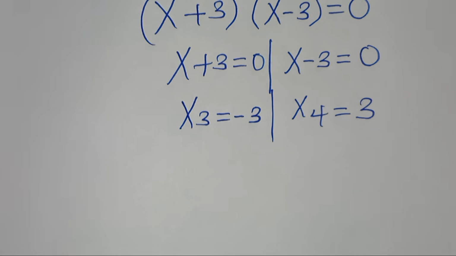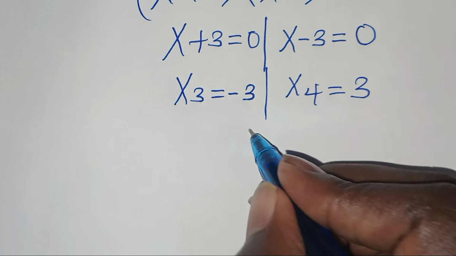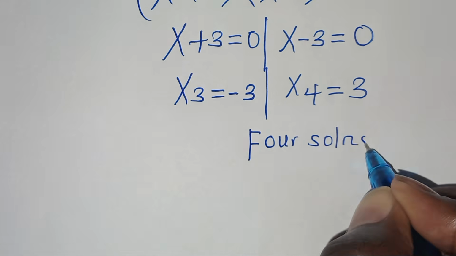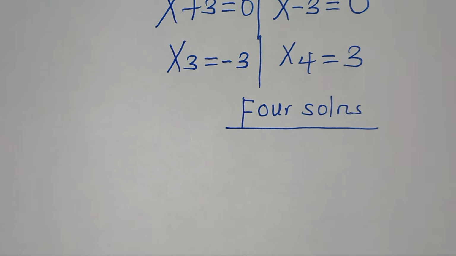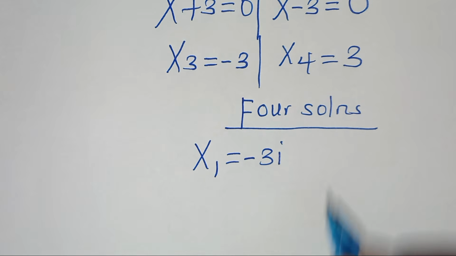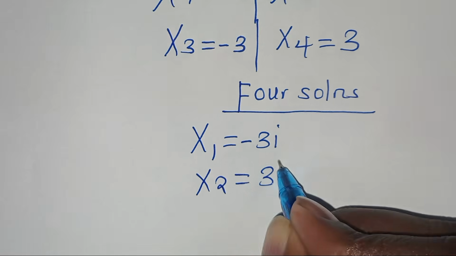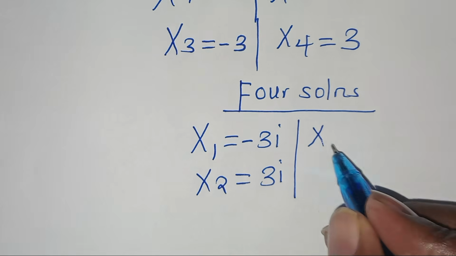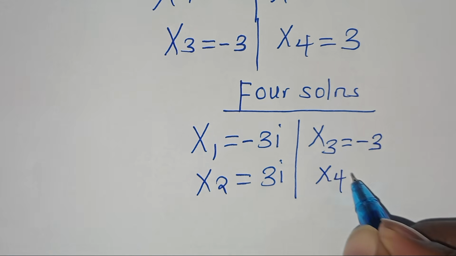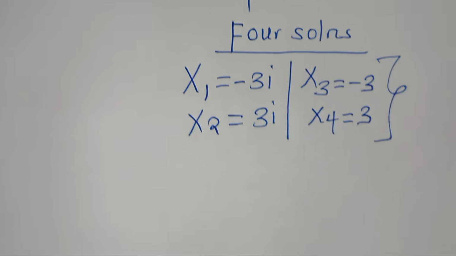So these are two real solutions. Now, these are two real solutions, and this totals to 4 solutions to this algebra problem. We have x1, which is negative 3i. We have x2, which is equal to 3i. Then we have x3, which is negative 3. And x4, this is equal to 3. So these are the 4 solutions that we have.